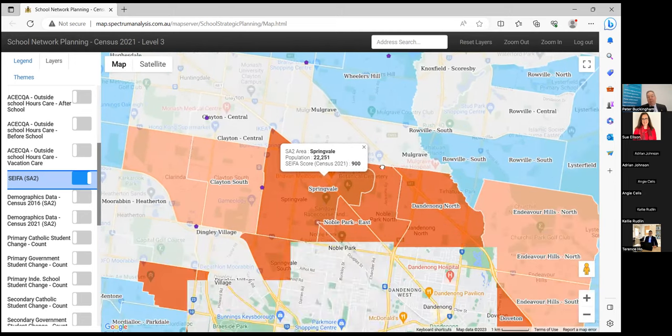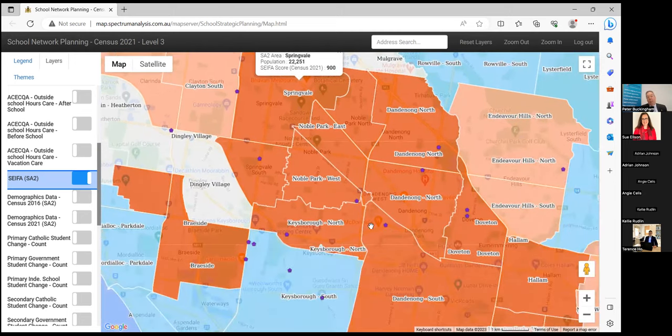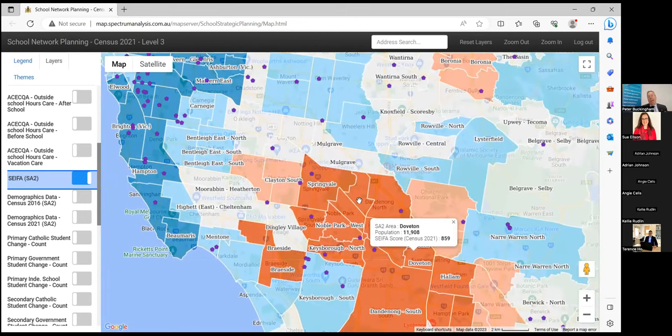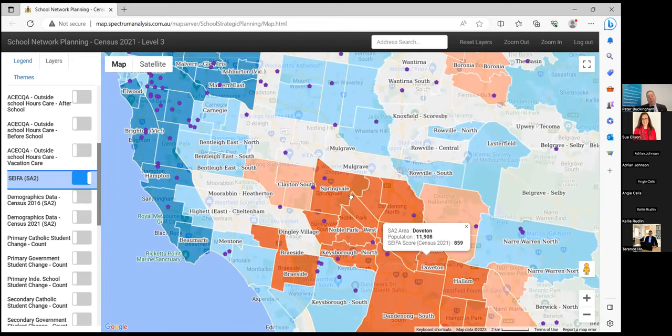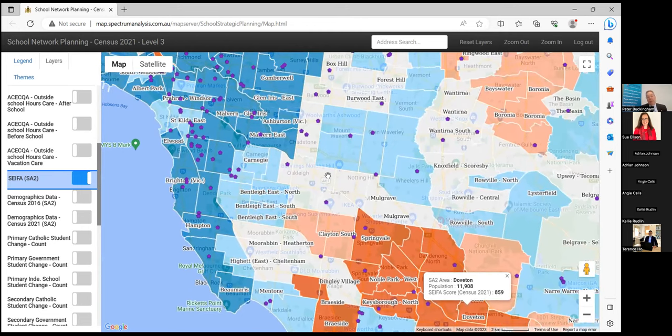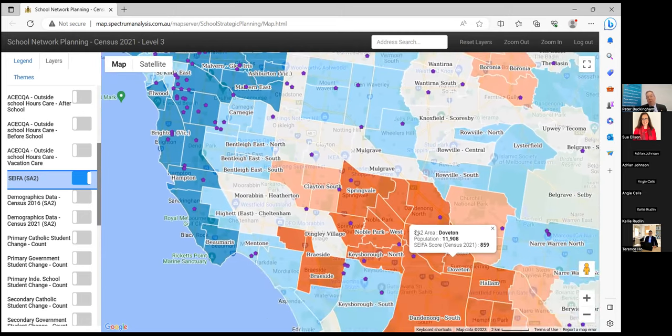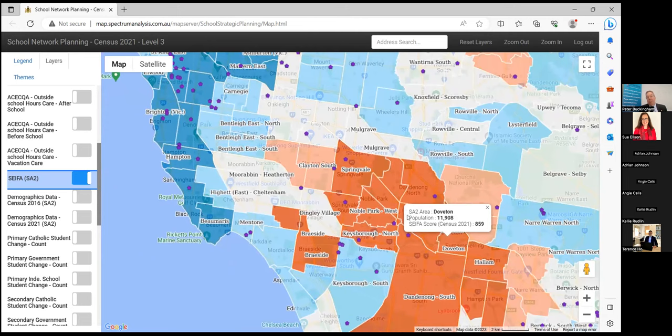And probably we can find some areas down in Melbourne that are more in the Doveton, maybe in the high 800s. So CIFA is the best way, and to be honest, it correlates very similarly to average household income, but CIFA is the best way to think in terms of what are we likely to be able to charge for our fees. You wouldn't be trying to run a full fee, you know, $30,000 a year independent school down around Doveton, or you'll really struggle.